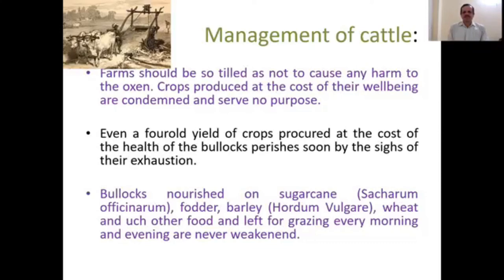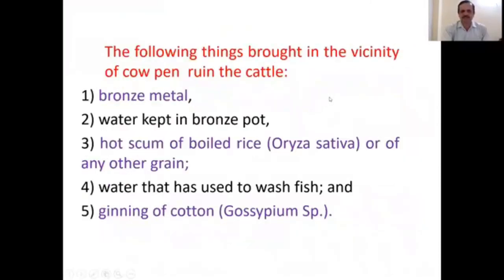So regarding the management of cattle, it is mentioned that the farm should be so tilled as not to cause any harm to the oxen. Then how to nourish the bullock is also mentioned, so that the bullocks should not be weakened.